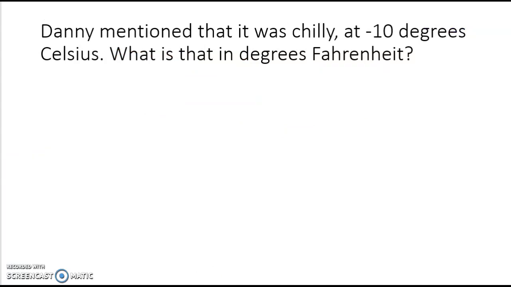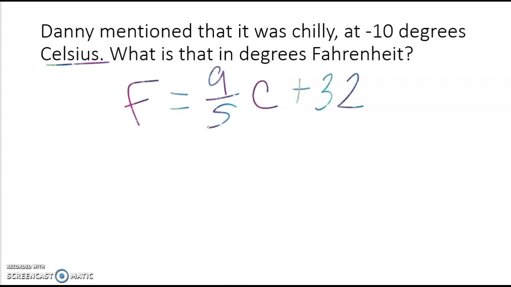Danny mentioned that it was chilly at -10 degrees Celsius. What is that in degrees Fahrenheit? Okay, so now notice that we are given Celsius. We want to find Fahrenheit. So the Fahrenheit's going to be what's by itself. So 9/5 C plus 32.